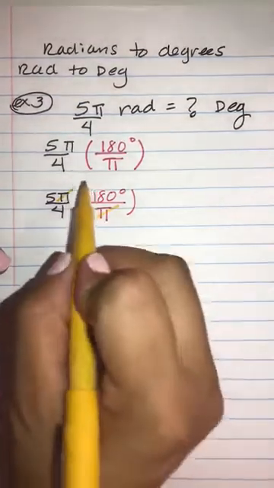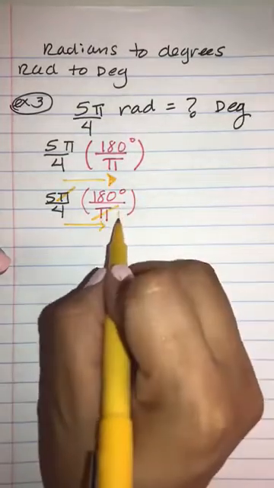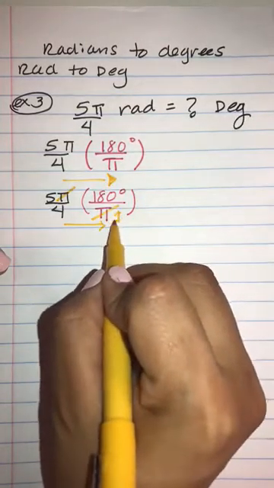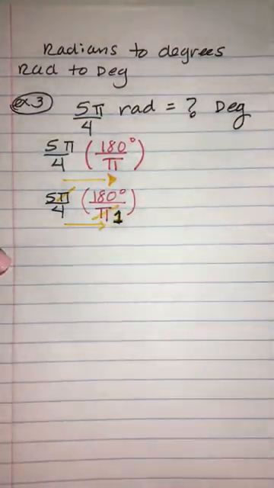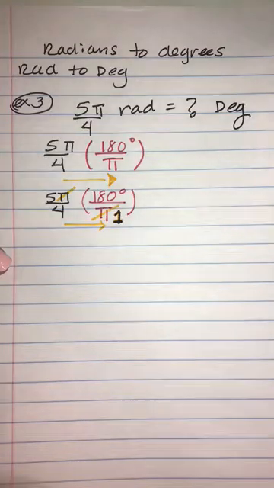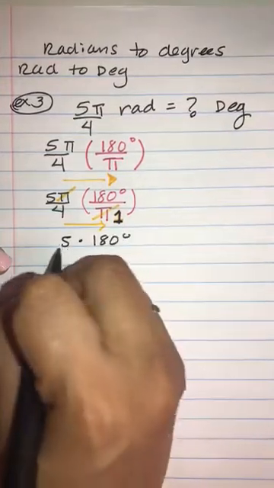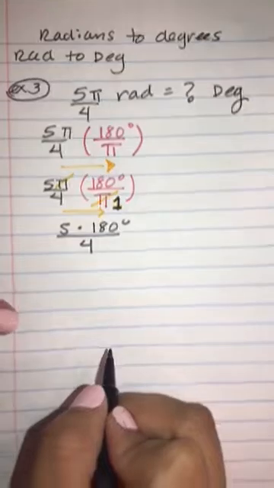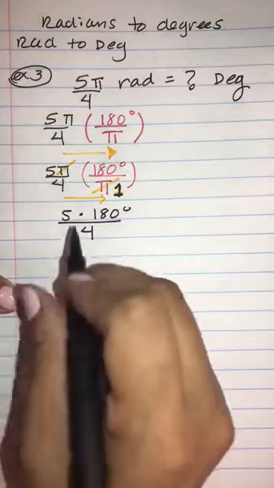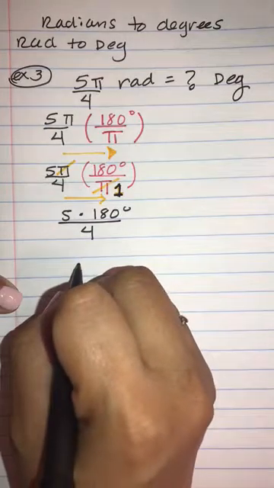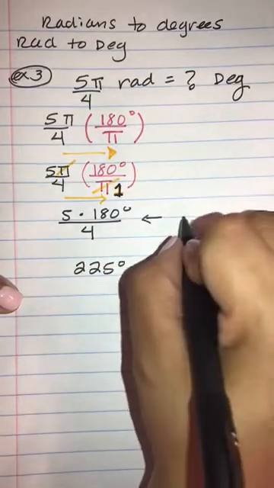And then when you multiply, you're going to multiply going across. So that leaves a 1 here. It's supposed to be a 1. When you multiply going across, you're going to have 5 times 180 degrees divided by 4. And then you're going to say that that's equivalent to 225 degrees. So right here, you're going to simplify.